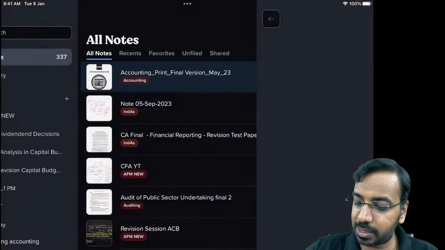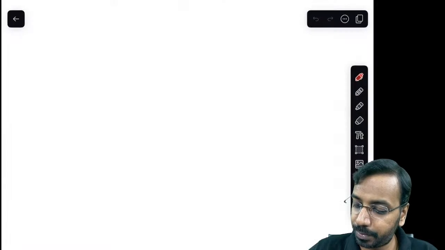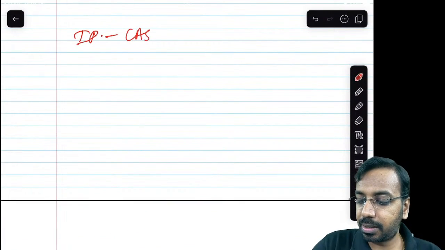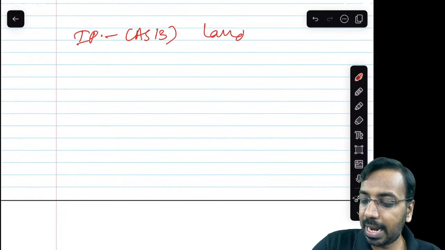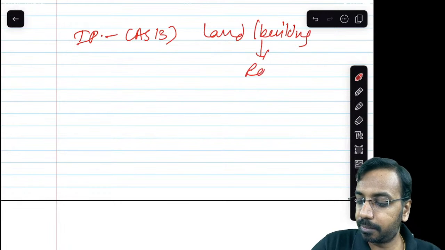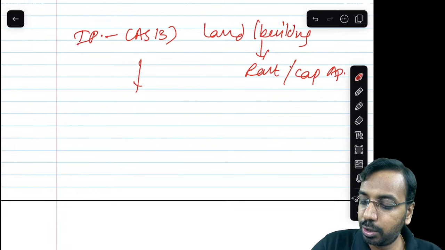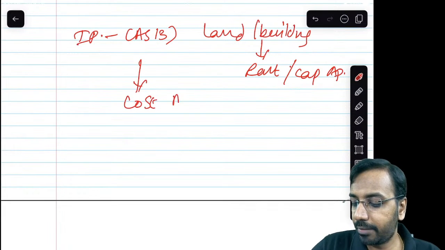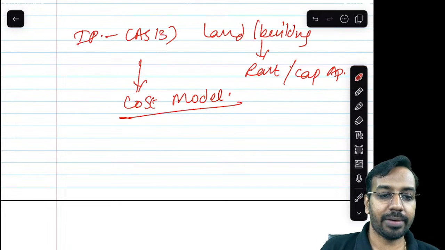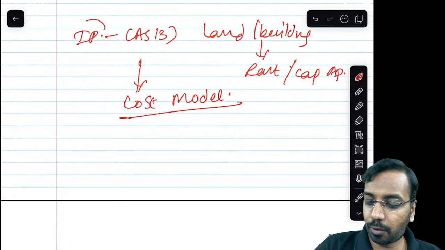So let me summarize this. Sometimes it can be tricky. If it is investment property as per AS13, which is land and building for rent or for capital appreciation, I will use the cost model only. I will not use the revaluation model for investment property.